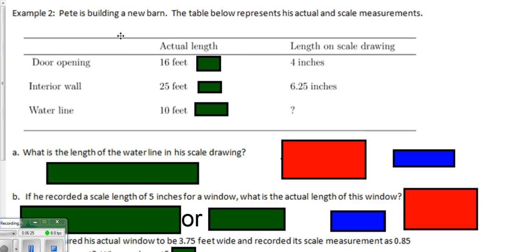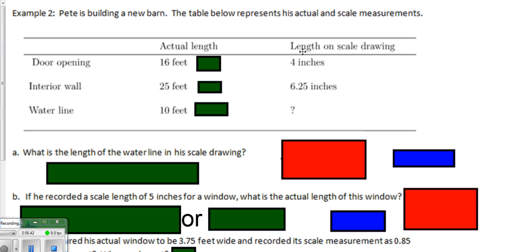Example 2, Pete is building a new barn. The table below represents his actual and his scale measurements. So the actual length of his barn is going to be 16 feet, so the length on his scale drawing is 4 inches. Now, these are given in inches, these are given in feet.